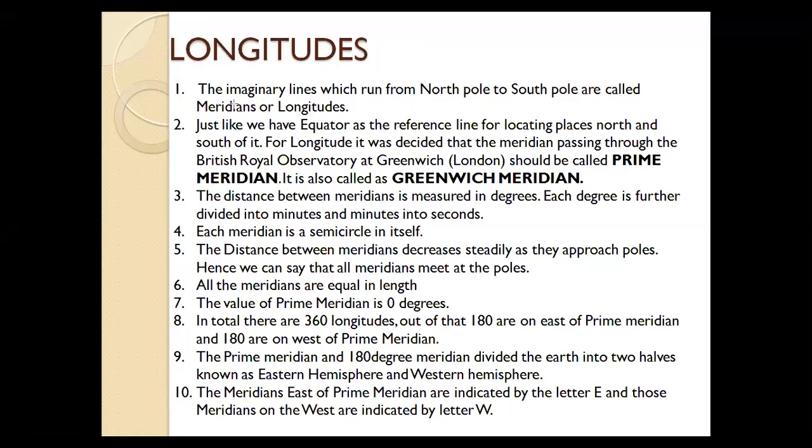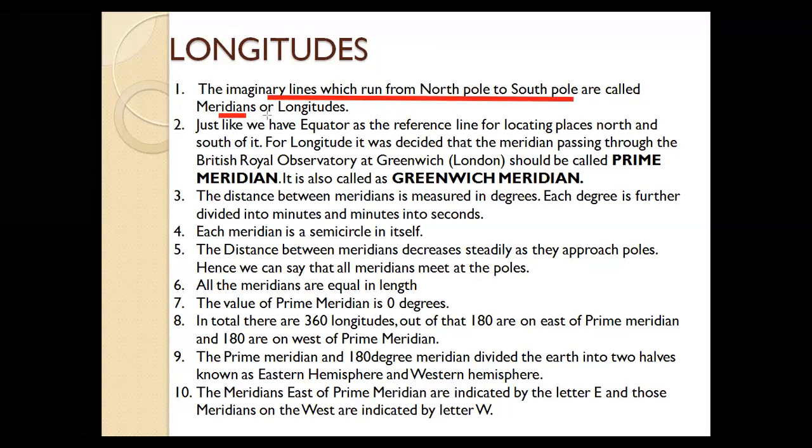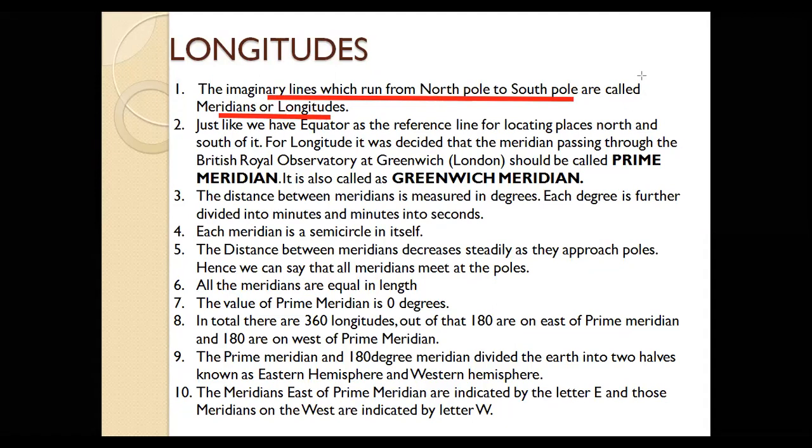Number 1, longitudes are imaginary lines which run from North Pole to South Pole. These are called meridians or longitudes. Next, as we have the equator as the reference line for locating places in the northern and southern hemisphere, for longitude also it was decided that the meridian passing through the British Royal Observatory at Greenwich should be called the prime meridian.